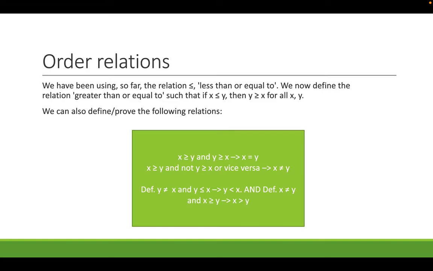We have been using so far the relation less than or equal to, but now we define the relation greater than or equal to such that if x is less than or equal to y, then y is greater than or equal to x for all x and y in the surreal numbers. We can also define or prove the following relations. If x is greater than or equal to y and y is greater than or equal to x, then x is equal to y. We're going to call that equal.